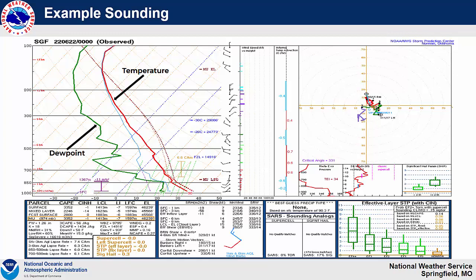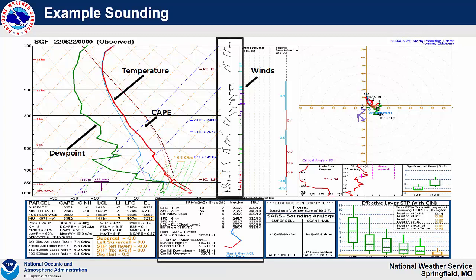Now, one of those things that we can derive is known as CAPE, or convective available potential energy. Now, CAPE is where we have positive buoyancy, and that can help show us how unstable the atmosphere is. And when we use CAPE with all of this information that is derived from the radiosonde, we can then see if there's a chance for thunderstorms, how severe they'll get, and just a bunch of other great information.